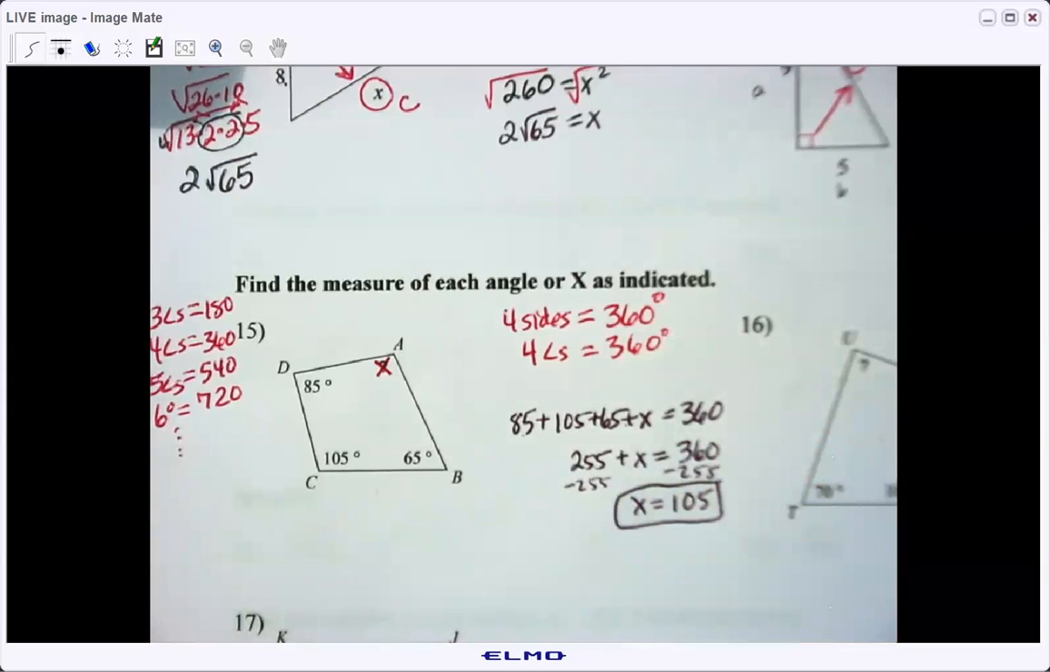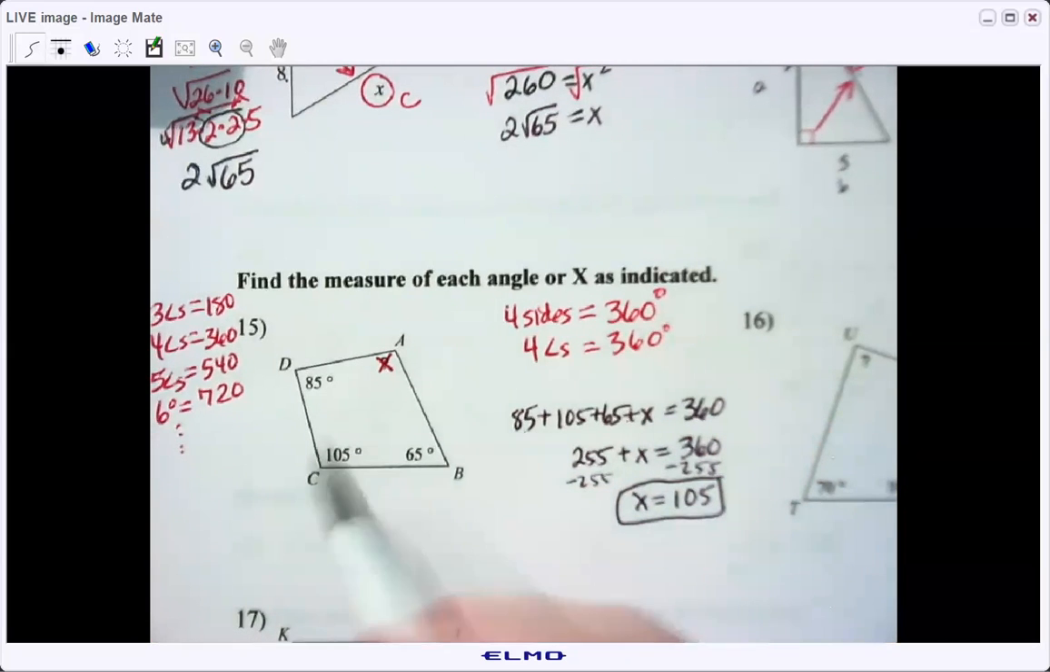It won't always equal what one of the other angles equals. That's just kind of a coincidence. So don't go by, oh yeah, it's opposite. See, these are opposites and they didn't equal each other. So this is not the one where opposites are equal. Try number 16. Same idea.